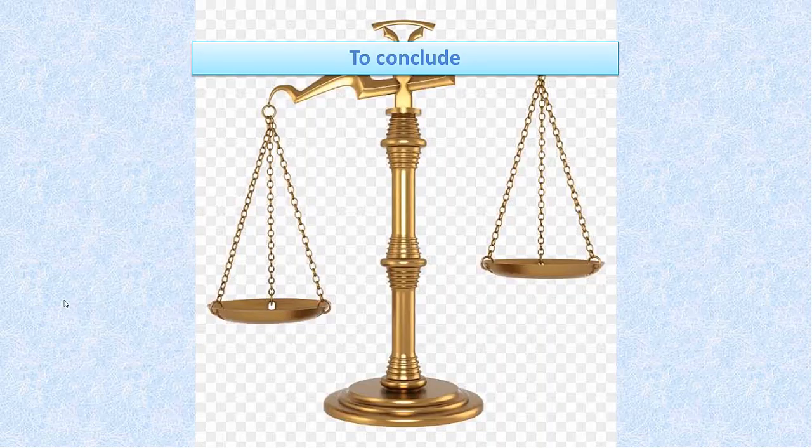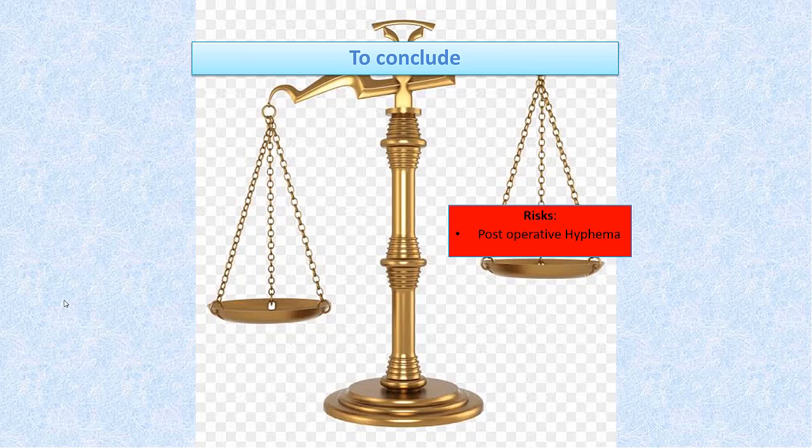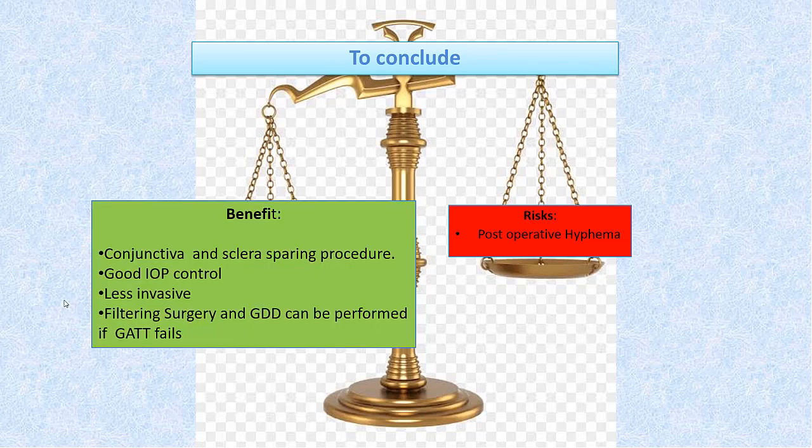To conclude, with minimal risk of postoperative hyphema, we have added benefits of a conjunctiva and sclera sparing procedure, good IOP control, less invasive, and filtering surgery and GDD implantation can be performed if GATT fails.